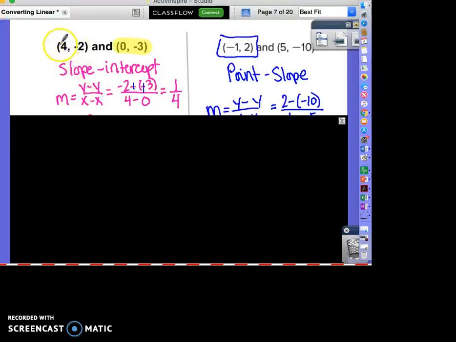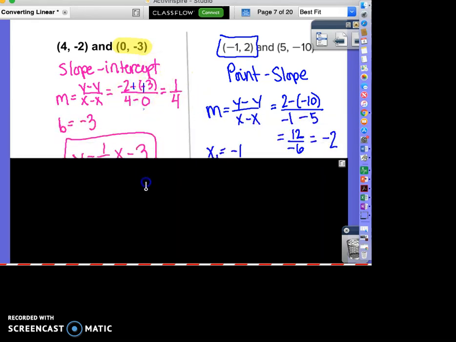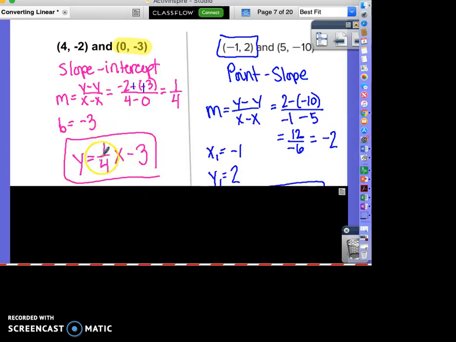And then the x's I'm going to subtract. I'm going to start with the same point. 4 minus 0 is just 4. So my slope is 1/4. And so I would just write 1/4 x. And then I put in my y-intercept, or the b is negative 3. So it goes y equals 1/4 x minus 3.